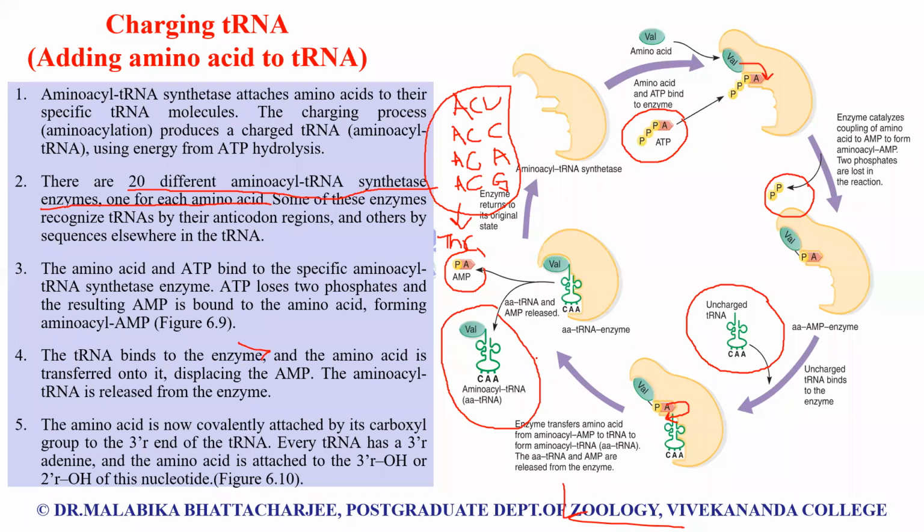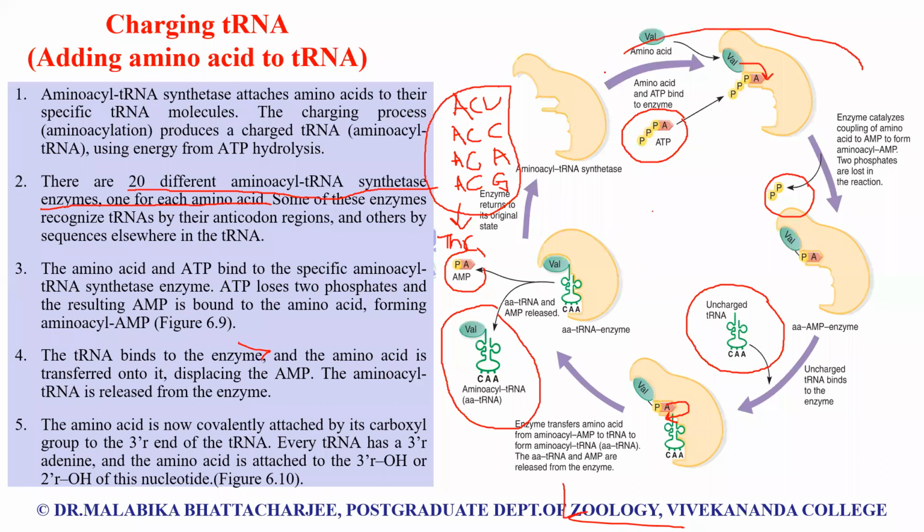Step 2 is the tRNA charging, which we saw, in which the adenylated amino acid remains tightly bonded to the synthetase and reacts with the tRNA. And finally, the reaction results in the transfer of the amino acid to the 3' end of the tRNA with the release of AMP. So this portion is step 1.